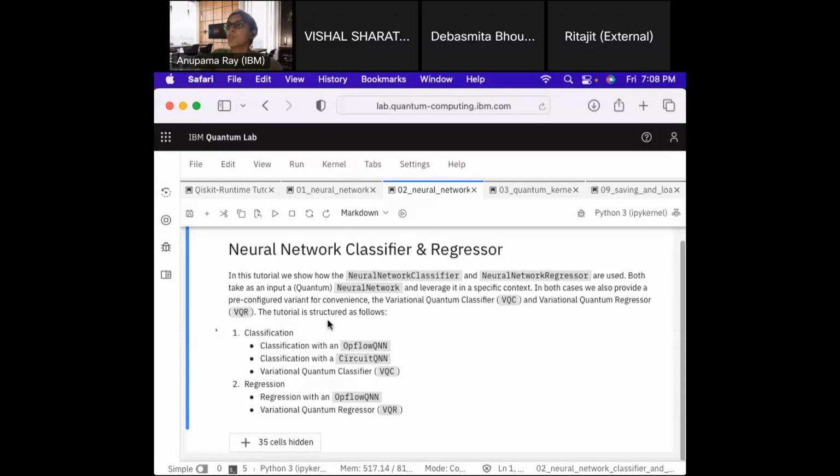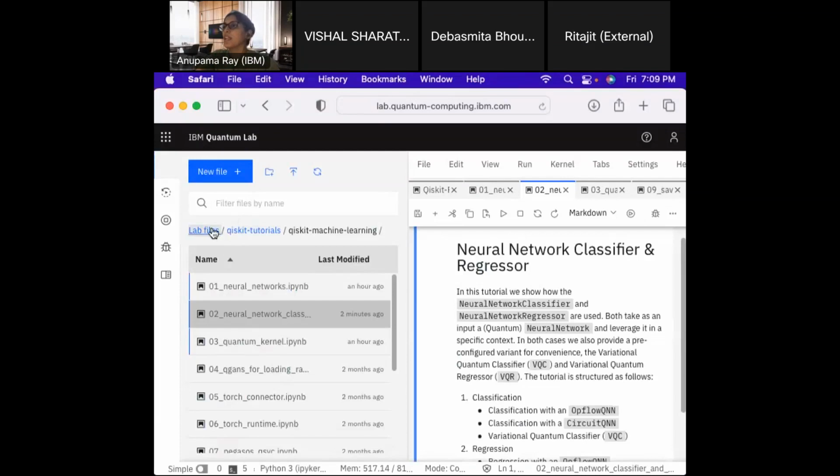Okay, so you all might have access to Quantum Lab or Qiskit. If you go to lab files, Qiskit tutorials, there's something called Qiskit machine learning, and you have a lot of notebooks that are available on different algorithms.